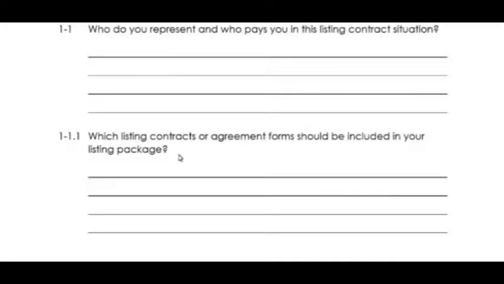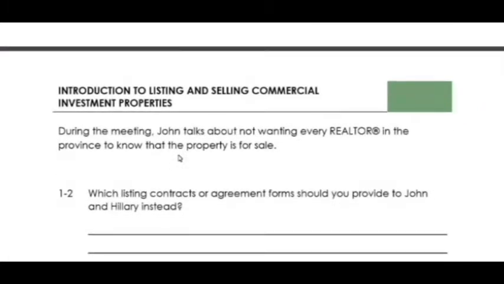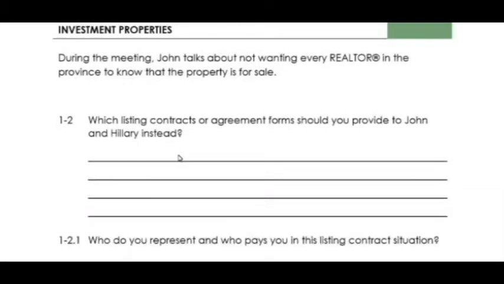1.1. Which listing contracts or agreement forms should be included in your listing package? During the meeting, John talks about not wanting every realtor in the province to know that the property is for sale. So 1-2, which listing contracts or agreement forms should you provide to John and Hillary instead, since he wants to keep it secret? And then we have 1-2.1, who do you represent and who pays you in this listing contract situation?